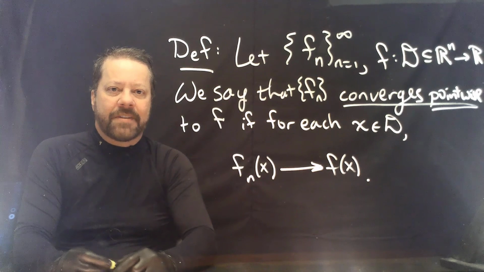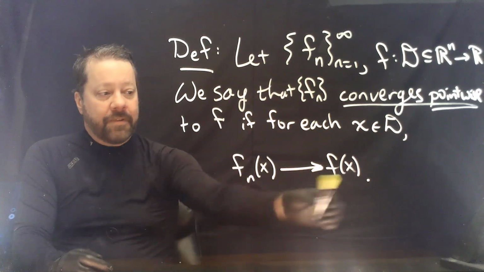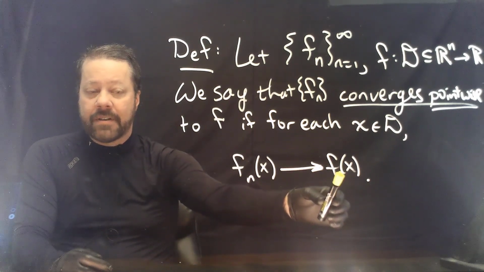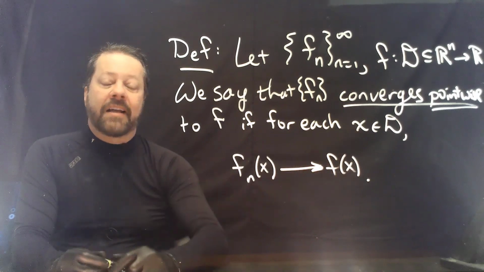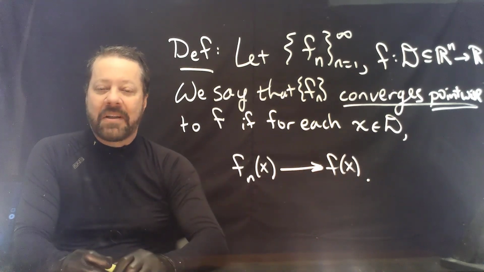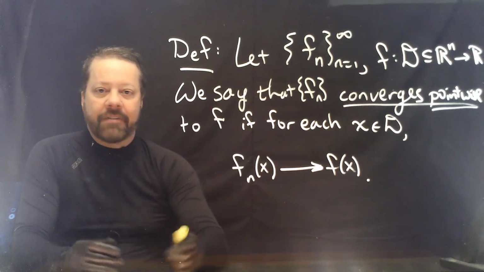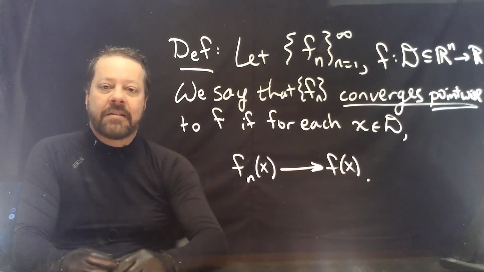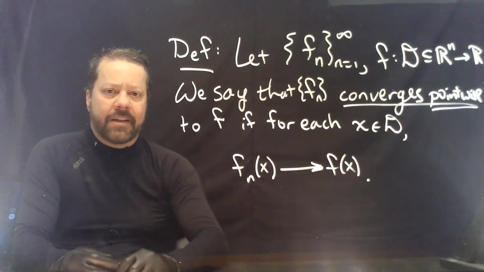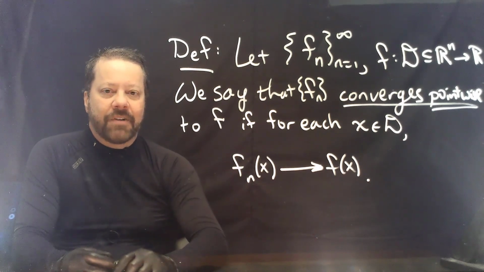I should also emphasize that for this to be pointwise convergent, it has to converge at each x within the given domain. If there's an x where it doesn't converge, even if it converges at all other values of x, including neighboring values of x, it still does not converge pointwise.